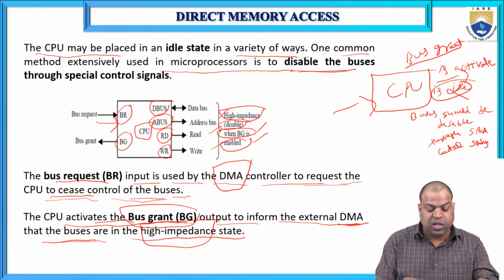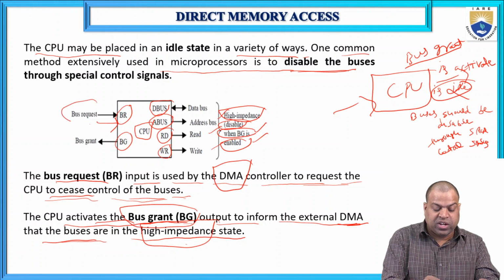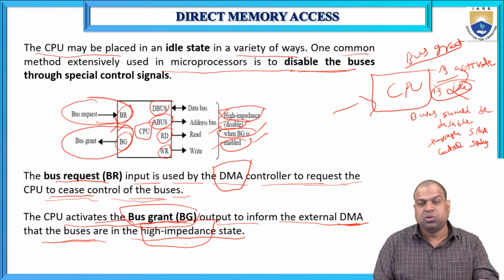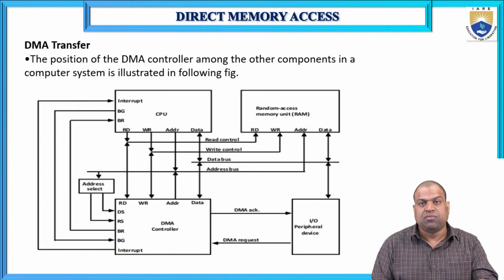Suppose we enable the bus request, then the bus grant will be accepted from the CPU, and then the CPU may be activated. It will not be in the disable mode. When it is in disable mode, it means we are disabling the buses through special control signals. And DMA transfer, direct memory access transfer.